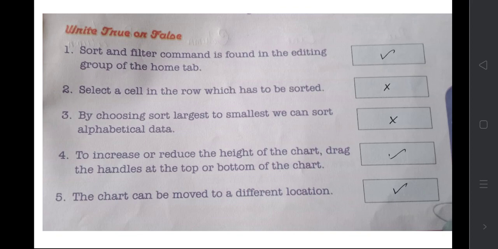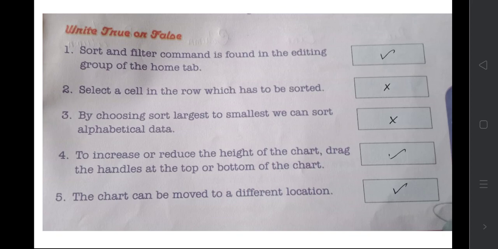Now we are going to see true or false here. Sort and filter command is found in the editing group of the home tab. The group is editing, and the tab is home tab, so it is true.